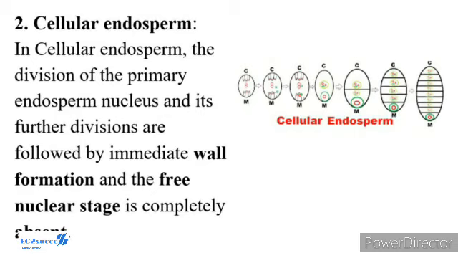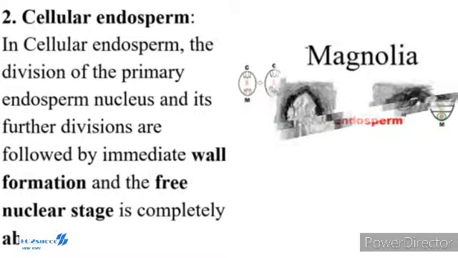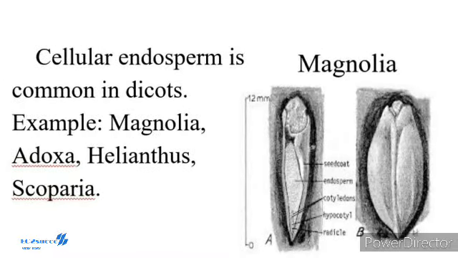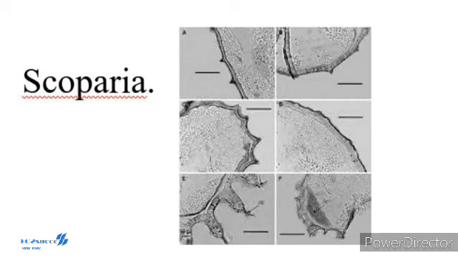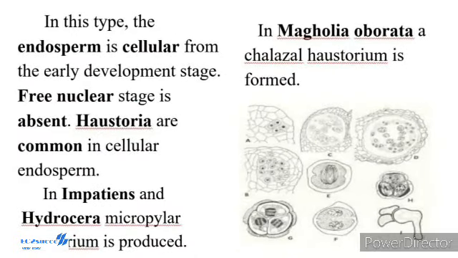Second one, cellular endosperm. In cellular endosperm, the division of the primary endosperm nucleus and its further divisions are followed by immediate wall formation and the free nuclear stage is completely absent. Cellular endosperm is common in dicots. Examples: Adoxa, Cheilanthes and Scoparia. In this type, the endosperm is cellular from the early development stage. Free nuclear stage is absent. Haustoria are common in cellular endosperm.